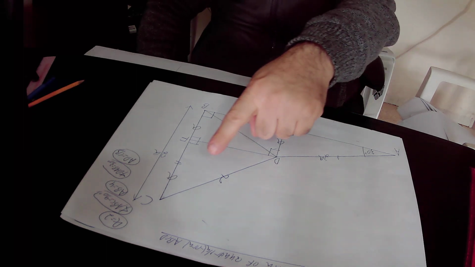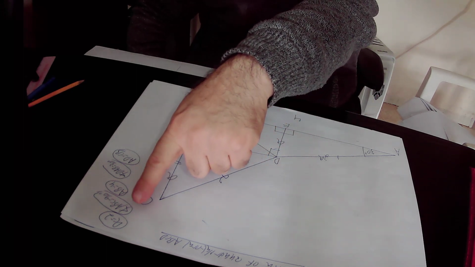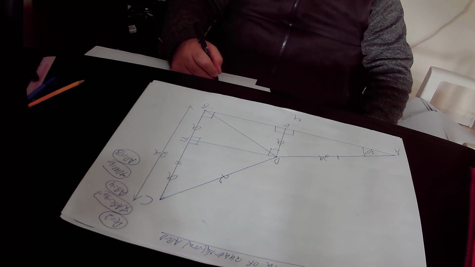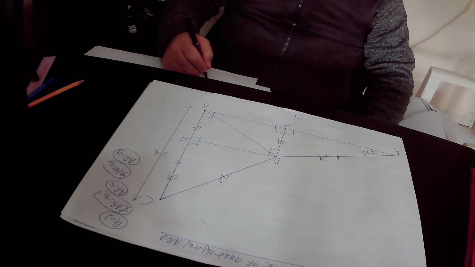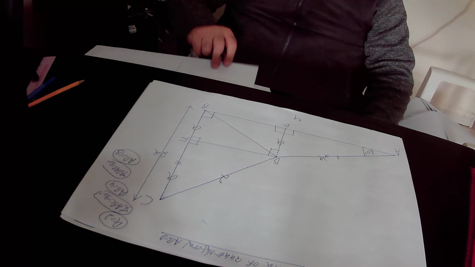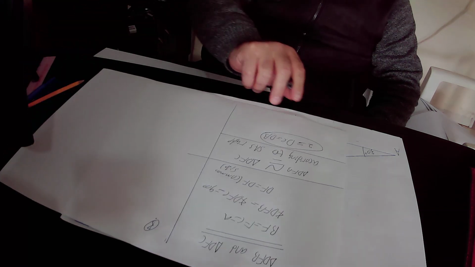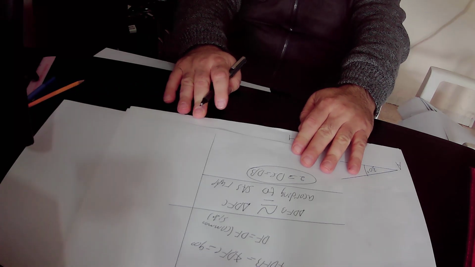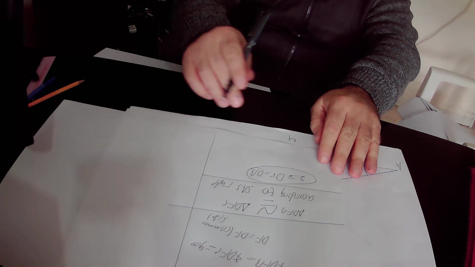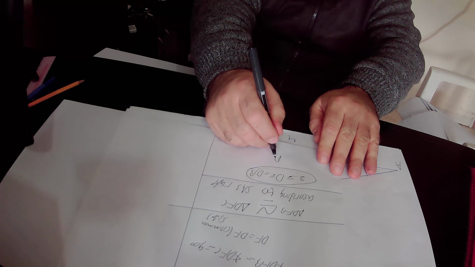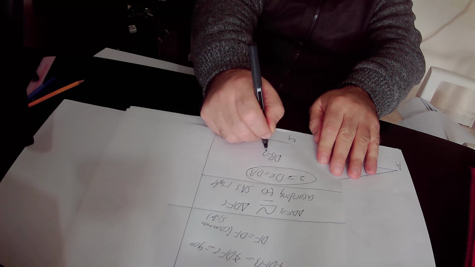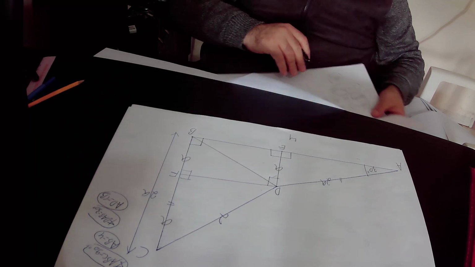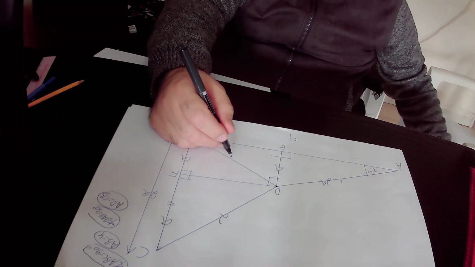But we know that DC equals 2 units. It is given in the question. So we can write down that DC equals 2 units. And from this equation, we will derive that DB also equals 2 units. DB equals 2 units.